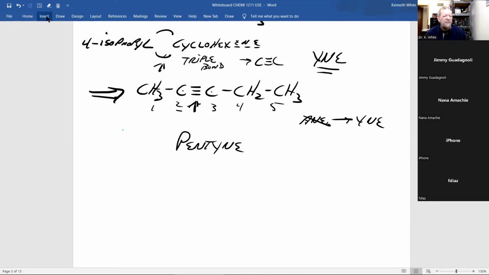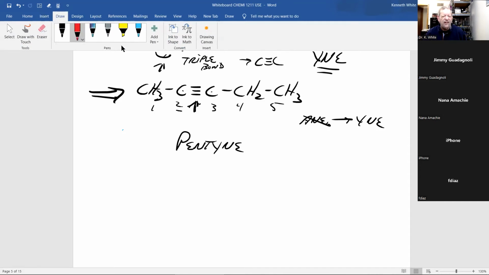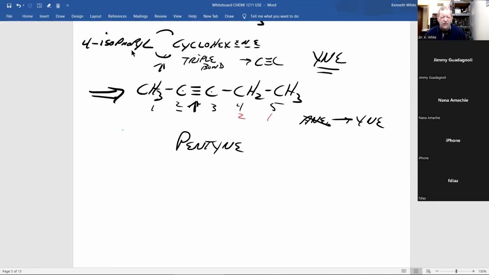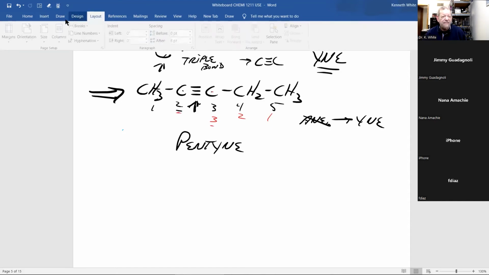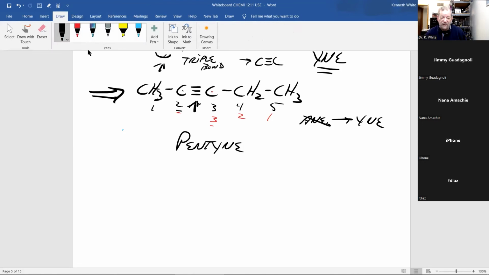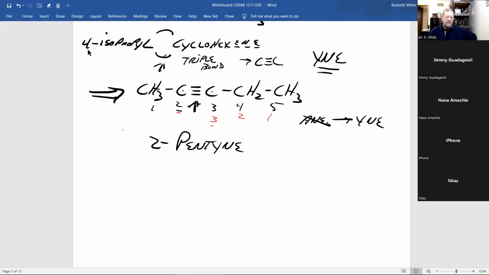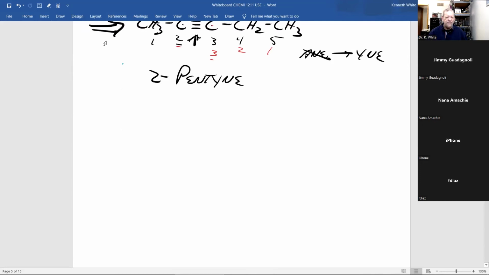If I start numbering from the other side, 1, 2, 3, the triple-bonded carbon here would be closest to the end at 3. Here it's 2, which is a smaller number. Time's up. Hopefully you pick 2. So this is 2-pentyne. And if you have alkyl groups, you do it the same way as we've always done alkyl groups.